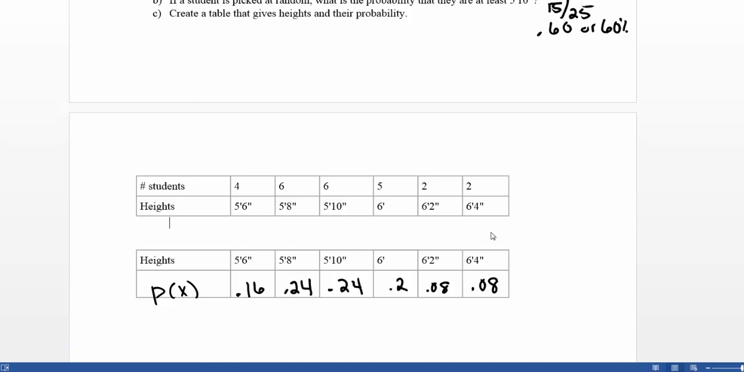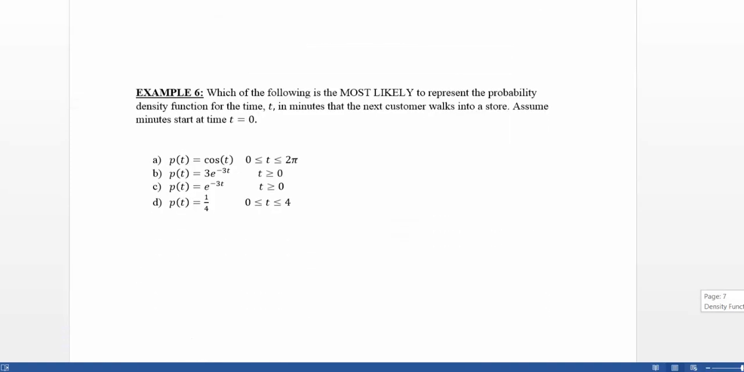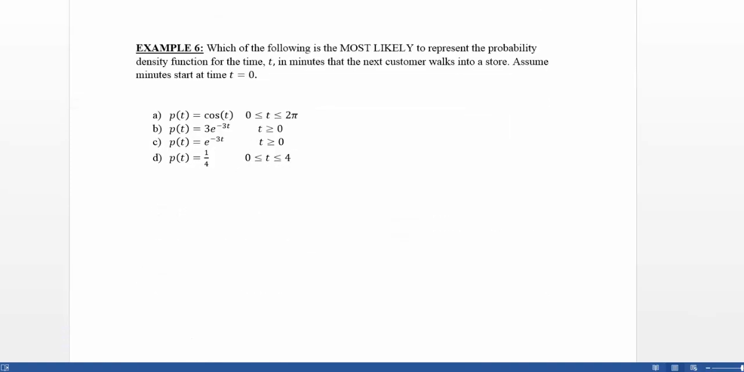Let's look at one more example that's going to bring back our density functions, but also talk a little bit about probability. Example 6. Which of the following is the most likely to represent the probability density function for the time t in minutes that the next customer walks into a store? Assume that minutes start at time equals 0.